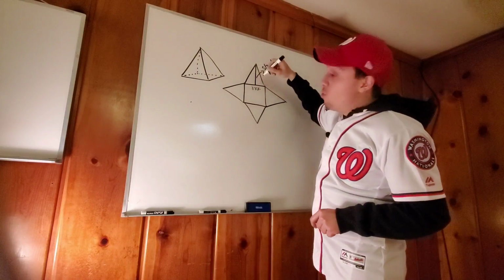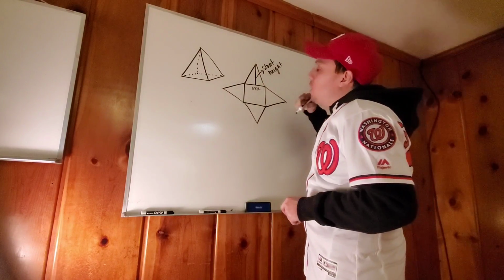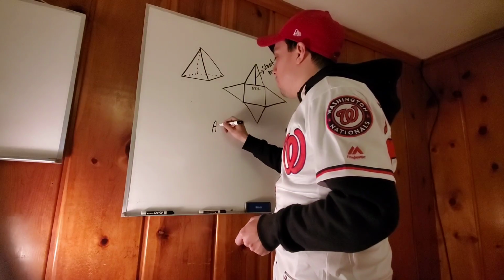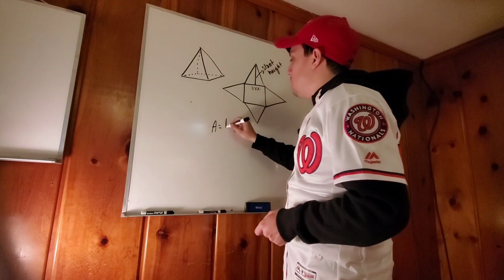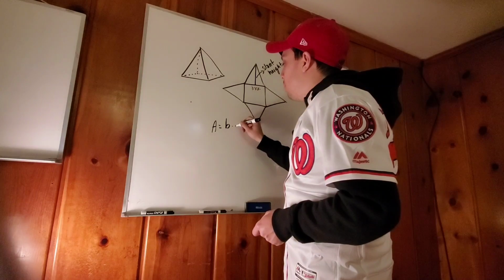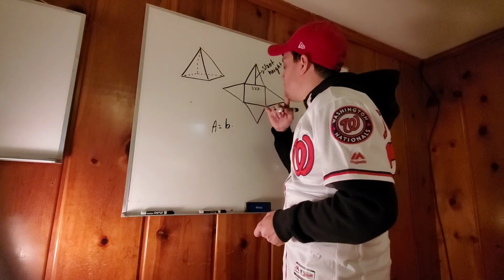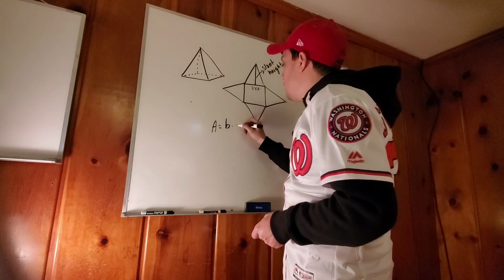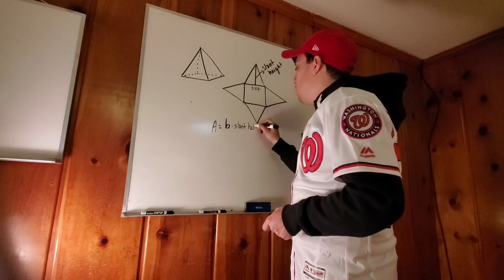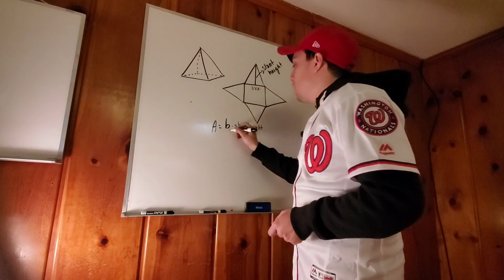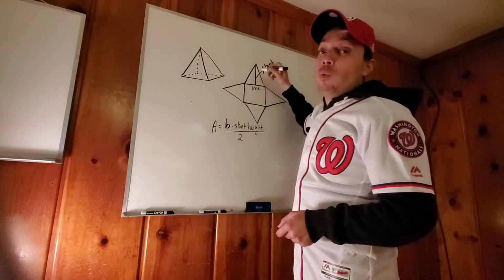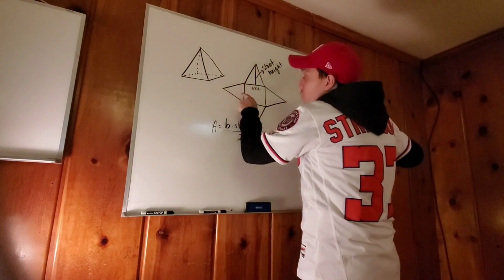So to find one of these triangles, we need to find, obviously, the area of a triangle. So the area of a triangle is going to be the base times the slant height. Let's just call it slant height. I'm going to write the whole thing so people don't get confused. Divided by 2. And that would be just the area of one of the triangles.